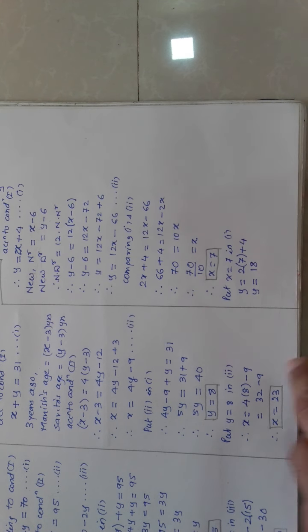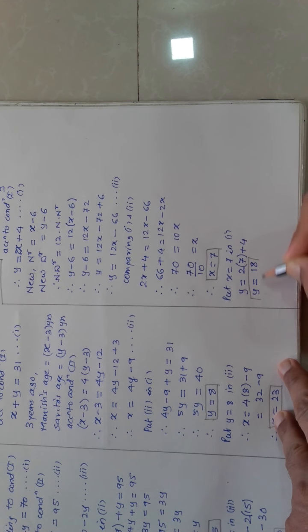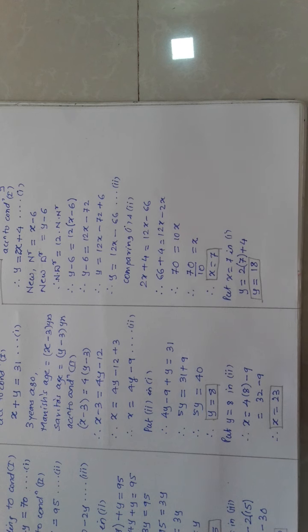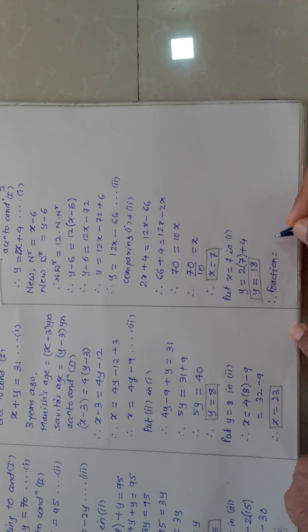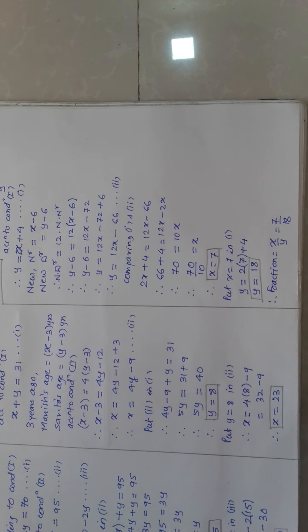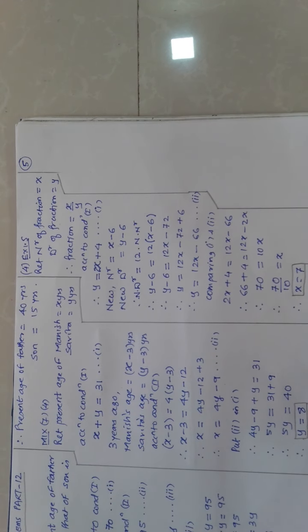So you got x also and you got y also. So you can find the fraction. Therefore the fraction will obviously be x upon y, that is x is to y. That is, I think, 7 is to 18. The fraction is 7 is to 18. Now coming to question number 5.